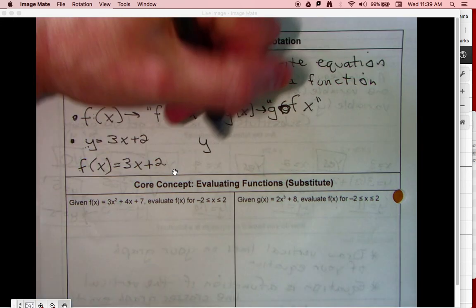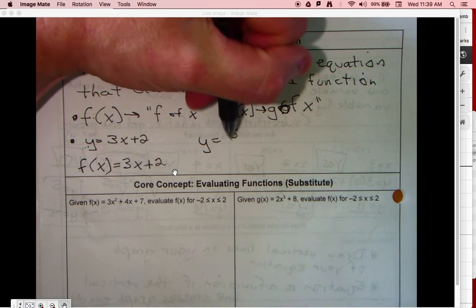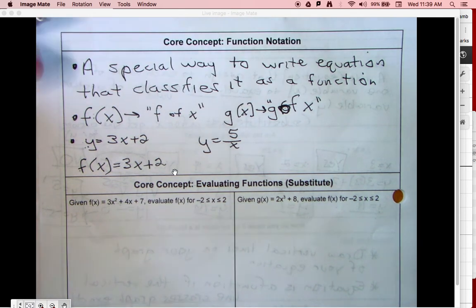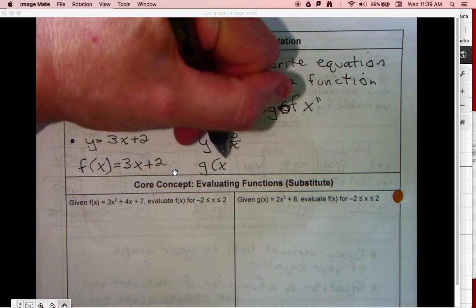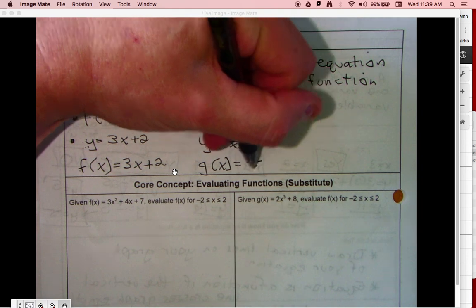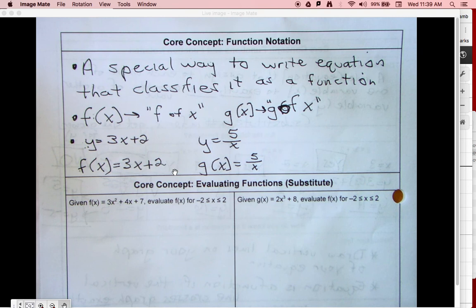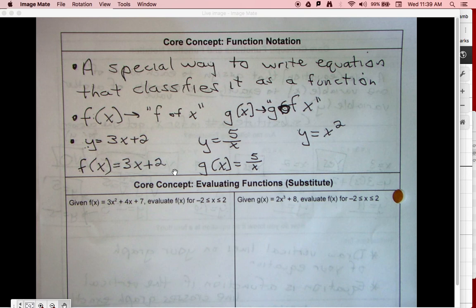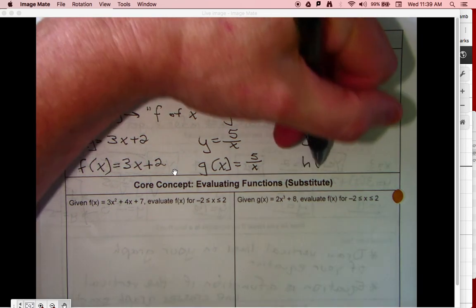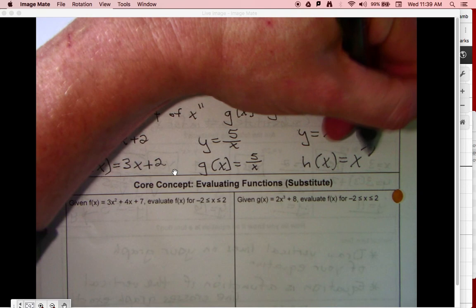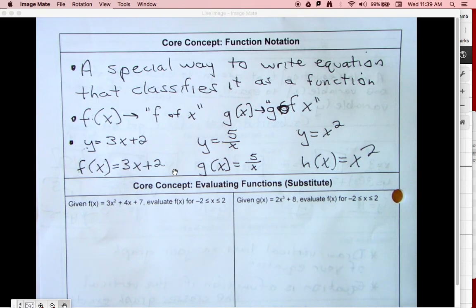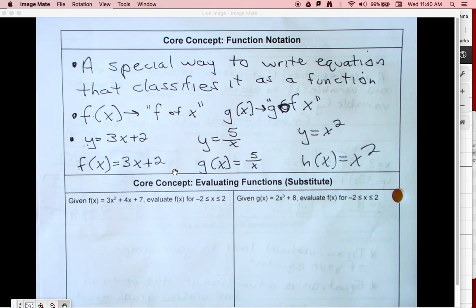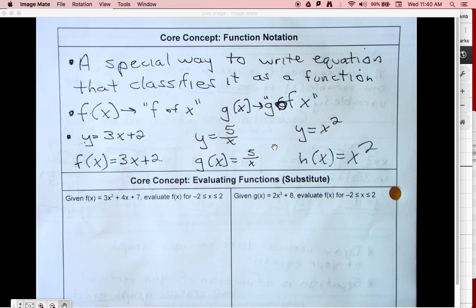So similarly, if I wanted to go y equals 5 over x, because it's a function, a special type of equation, a subset of all the equations, we can say g of x equals 5 over x. And similarly, for our third one, instead of writing y equals x squared, we can say h of x equals x squared. So all that is notation. As far as you're thinking, think equations. So hopefully that's straightforward.